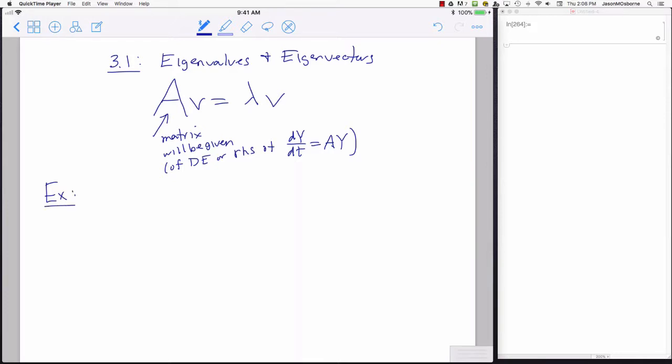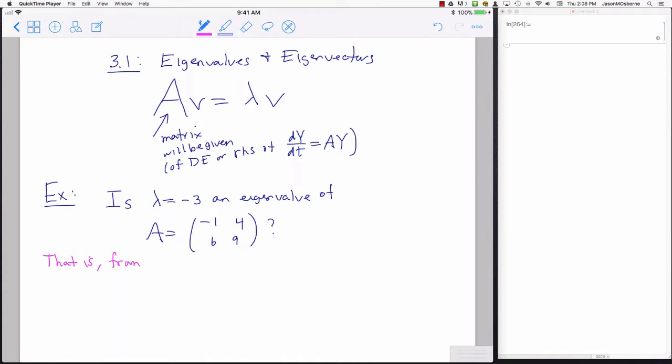And the question is this: is λ = -3 an eigenvalue of the matrix A, and that matrix is [-1, 4; 6, 9]? So that's the question before us. The key to this is to think about the definition: what is being asked here?